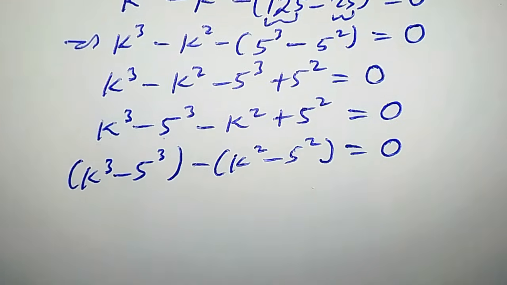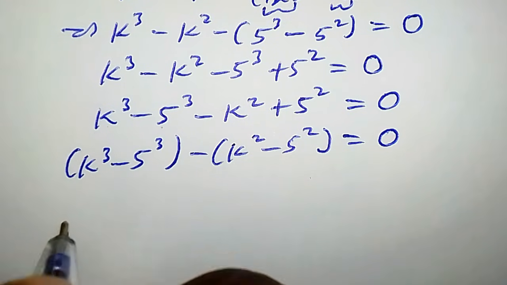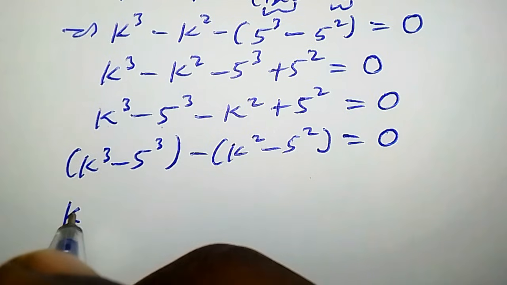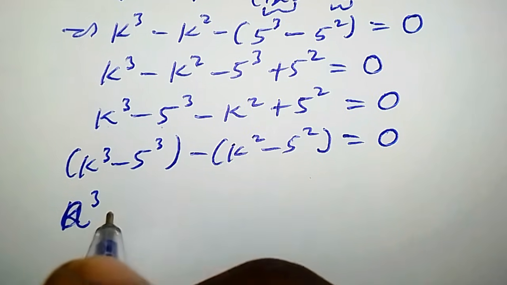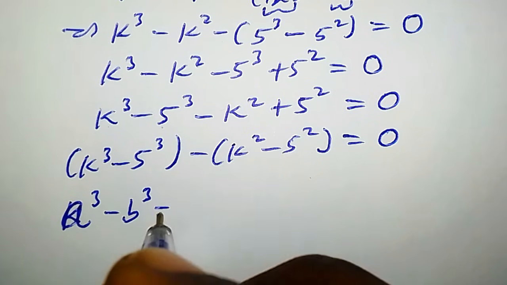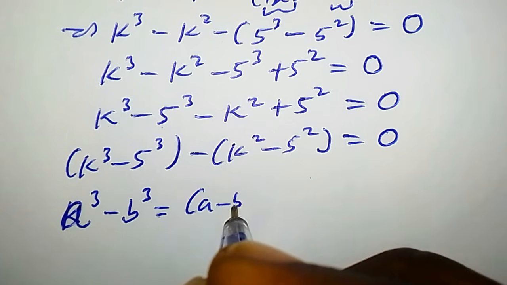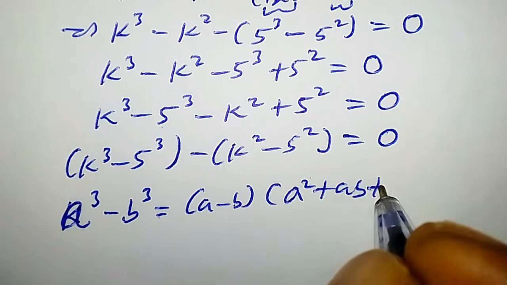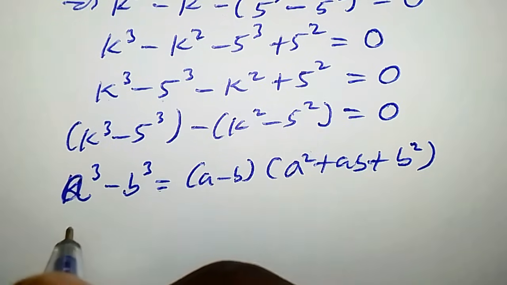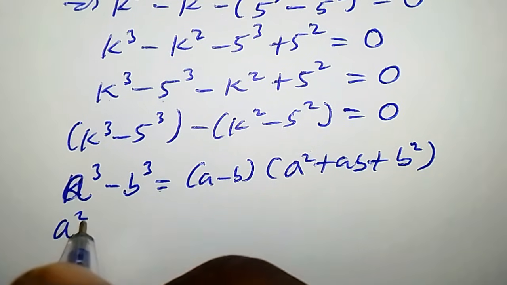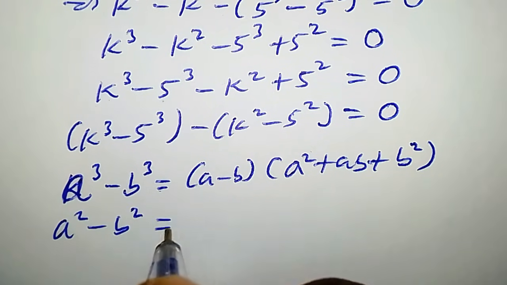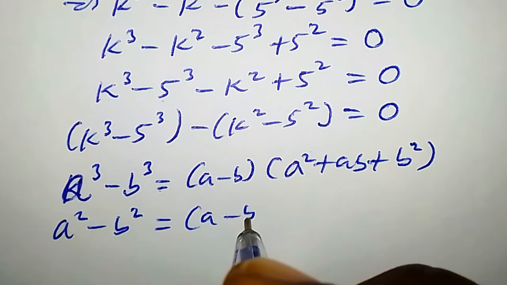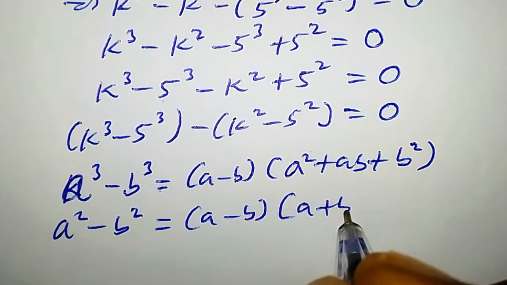At this stage, let us recall some beautiful properties. The first one is the difference of two cubes. Recall that A to the power of 3 minus B to the power of 3 is equal to A minus B times A square plus AB plus B square. The second property is the difference of two squares, which is A square minus B square is equal to A minus B times A plus B.